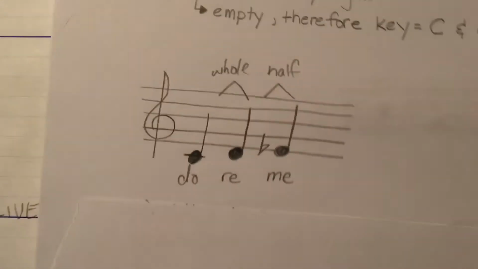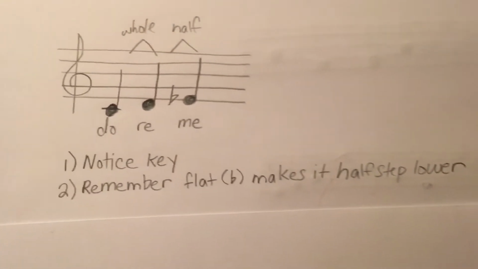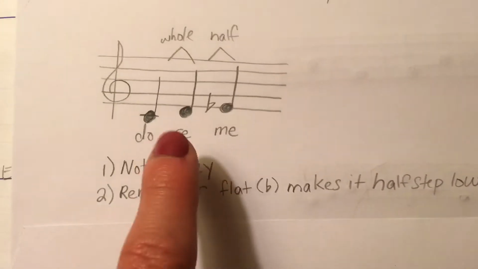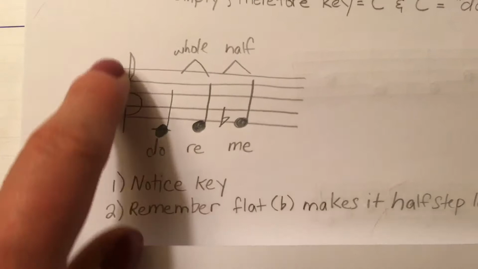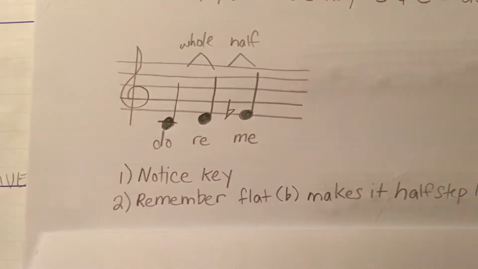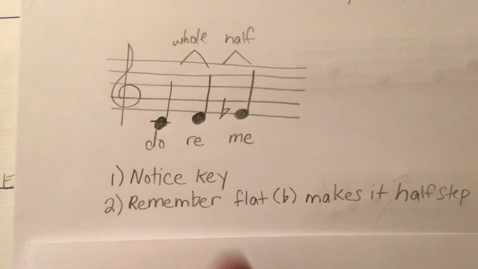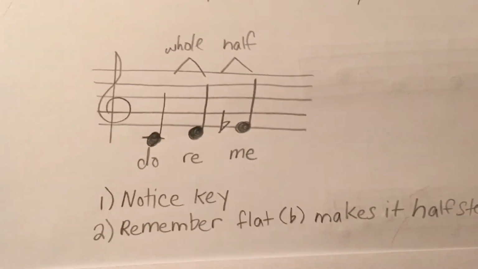So here's what I want you to really notice today. Go this way. So, again, we're going to notice our key. See, there's nothing in there. So we're, again, in the key of C. So C is do, which is the same thing as our example before.